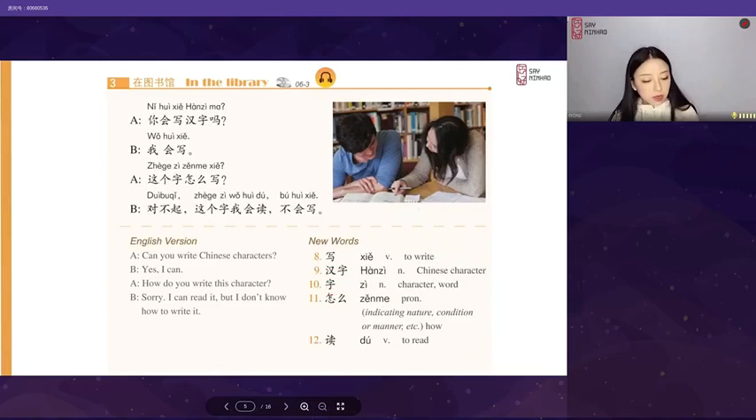Okay, now let's try to read it from the start, each word twice. Okay, 3, 2, 1. 写汉字，字，字，怎么，怎么，读，读. Very good. Now let's move on to the text. I will read and please listen carefully.